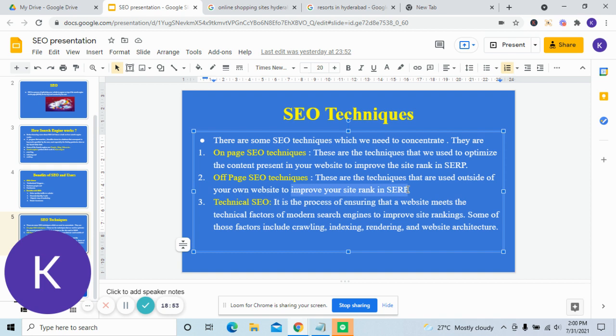If and only if your website ranks in first position or the first five positions, then you will be able to drive traffic, revenue and all. So these are the effective techniques that we are going to use for every website, every business website, every blog, everything.